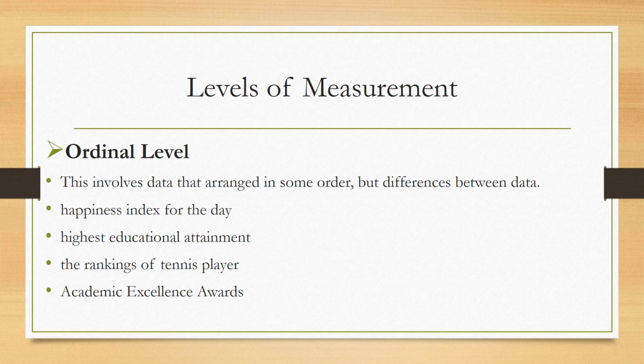The other one is the ordinal level. So when we say ordinal level, this involves data that are arranged in some order, but differences between data values are not meaningful. Example, happiness index for the day. So what is your happiness index for a particular day? The second one is highest educational attainment. Pwedeng hanggang college degree or high school or elementary degree.